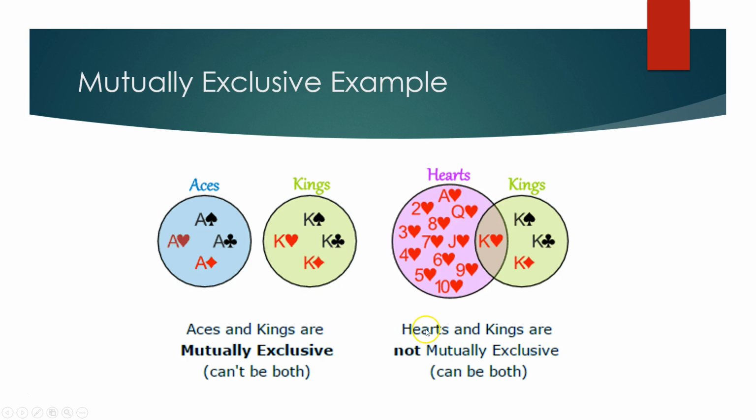So here's another example of mutually exclusive. On the left, there is a deck of cards, aces and kings, and you can't be an ace and a king at the same time if you happen to be a playing card. However, if you're looking at the event of a heart or an event of a king, a card can be a king of hearts. So the event on the left is mutually exclusive because they cannot happen at the same time. Whereas on the right, they are not mutually exclusive because you can be both a heart and a king.